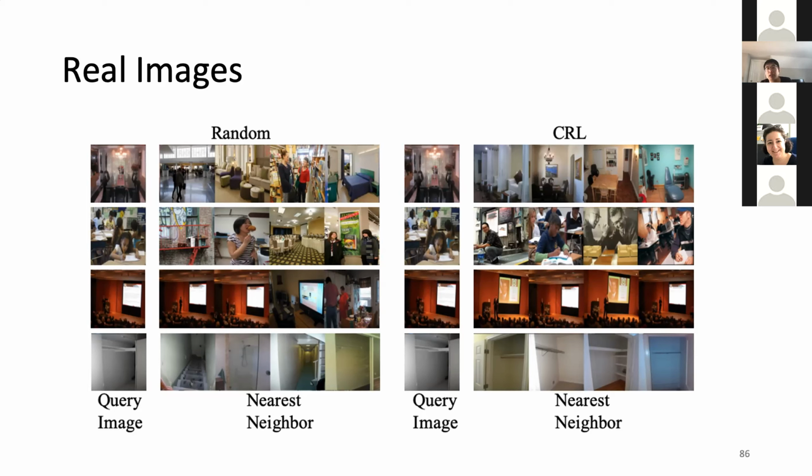Actually, of course, in this learned representation space, we tested this example on the Places data set, so it can be compared to a random network. We definitely find a more visually similar neighbor. This means that even through non-simulation, we can also show some promising transfer to the real world.